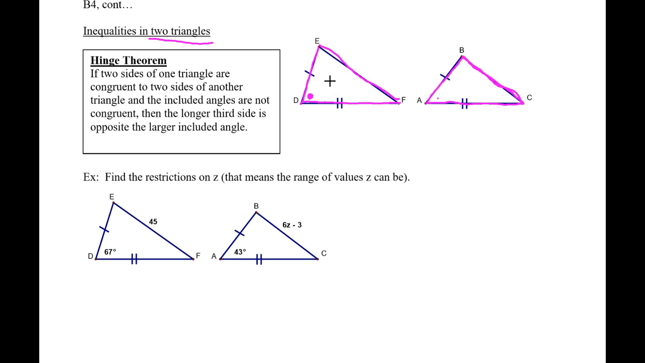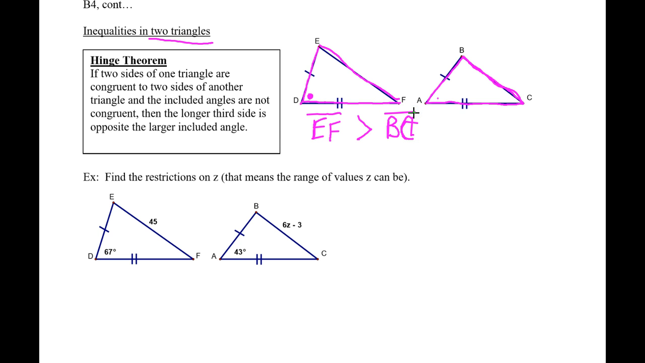Similar to some of the other theorems we looked at. So this conclusion would tell us side EF would be larger than side BC because it's opposite the larger angle. Okay, that didn't work out so well. That should be a C.